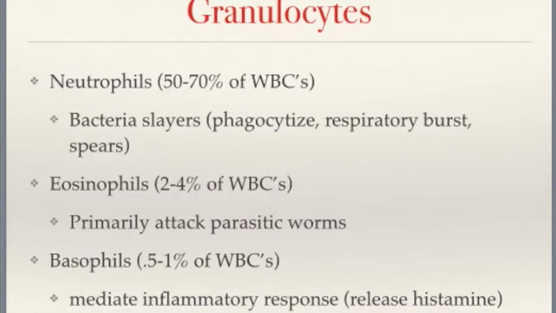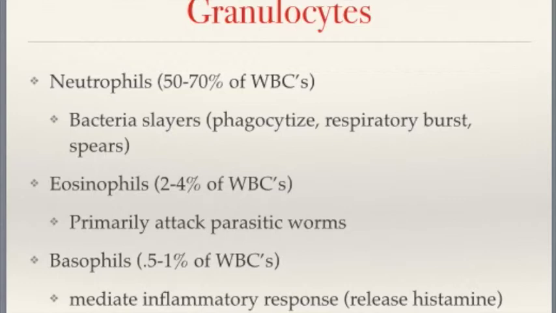Granulocytes first. Neutrophils account for about 50 to 70% of the white blood cells. They are the most common, and they become very common in response to a bacterial infection. Neutrophils destroy bacteria. That's their job. They eat the bacteria, phagocytize it. They can also release bleach and hydrogen peroxide to kill bacteria, which is referred to as a respiratory burst. And they even can develop spears that stick out of their cell membranes to puncture the cell membranes of bacteria. It's kind of crazy to think about these little guys.